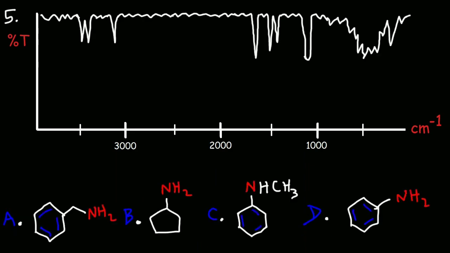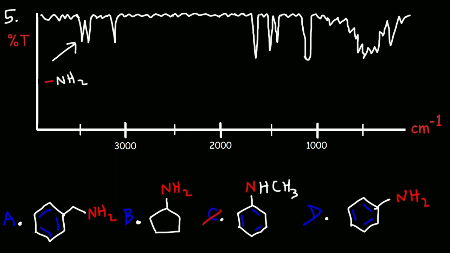Now let's move on to the next problem, number 5. Looking at our answer choices, we have an amine and we have a few benzene rings. So which of these answer choices will best correspond to the graph that we see? Is it A, B, C, or D? Well, the first thing we can notice is the signal at 3300 to 3500. We have the double peak, so this corresponds to an NH2 group. So thus we could eliminate answer choice C because we don't have two hydrogen atoms on the nitrogen.